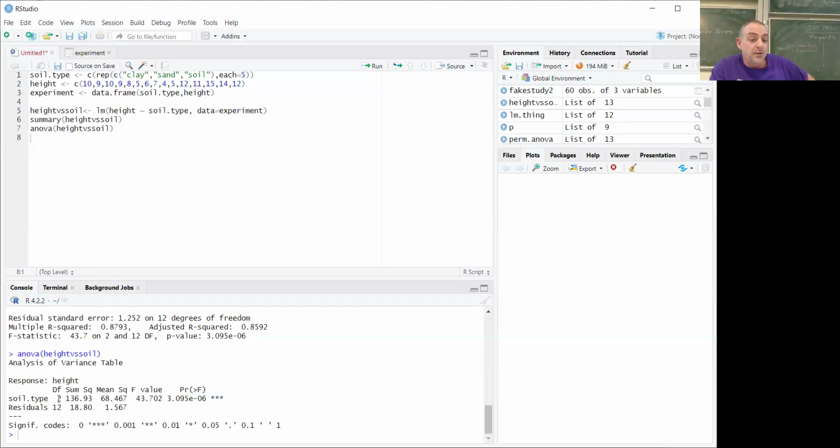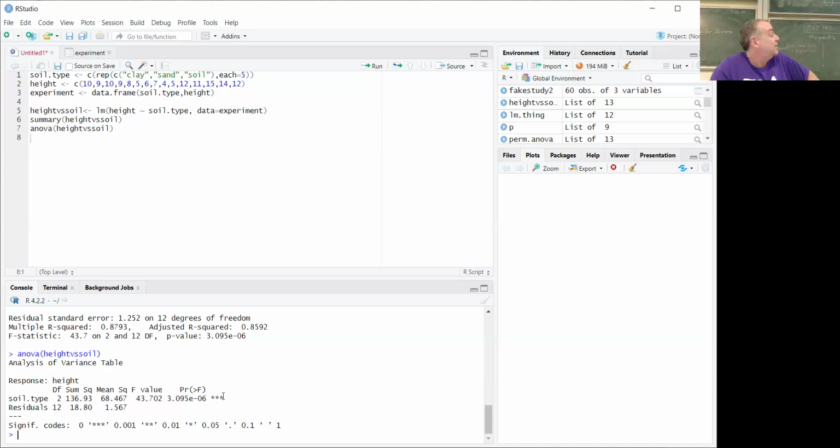And so the degrees of freedom here is 2, because there were 3 soil types, and so 1 less than that. This is our number of individuals, which is 15 minus the 3, so it's 12. Sum of squares came out to this, and 136 divided by 2 is indeed 68-ish, so that's right. And 18.8 divided by 12 is about 1.5, that sounds right. And then this divided by this is 43.7. And then it has said that the p-value is 3.09 times 10 to the minus 6. That's what this bit here means.